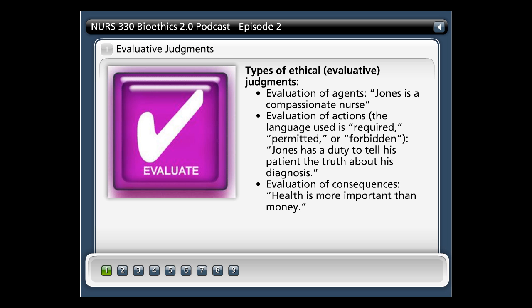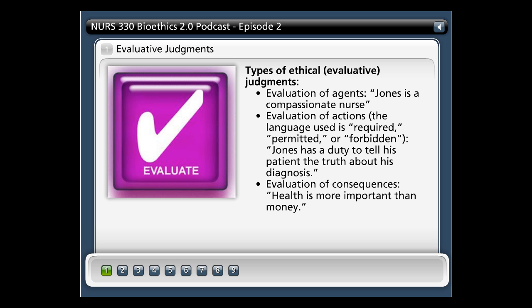Evaluative Judgments. Let's look now to the basic evaluative judgments we make in ethics. First, we like to talk about moral agents, persons who hopefully, after careful deliberation, perform some action. Typically, we ascribe certain virtues to agents. A very generic example would be, Jones is a very compassionate nurse. Here, compassion is the quality or virtue that Jones possesses. This is the hallmark of the first type of ethical theory, virtue theory.